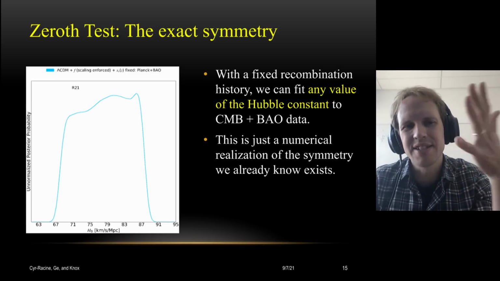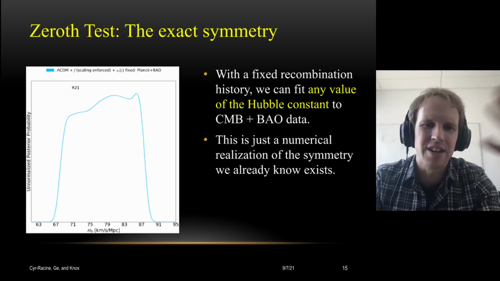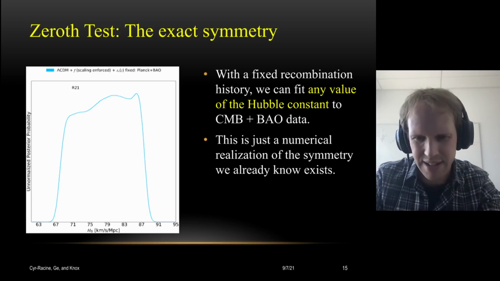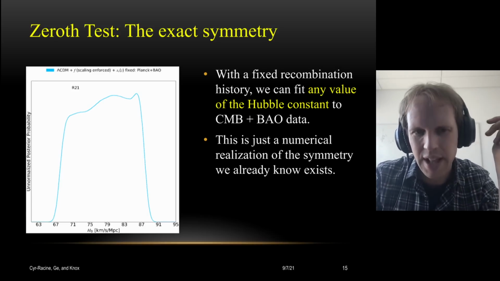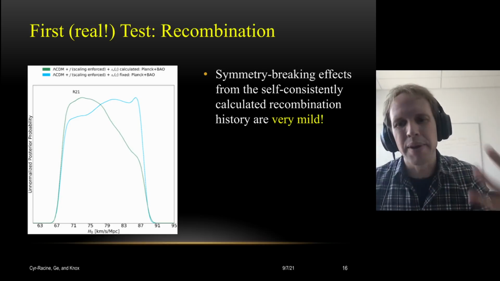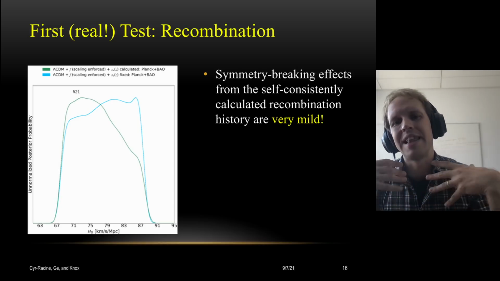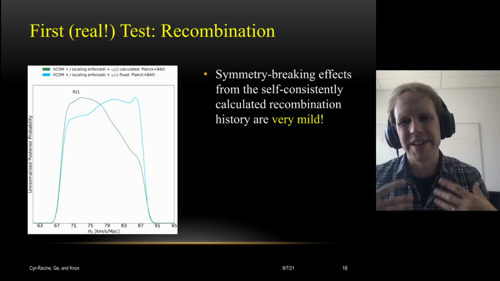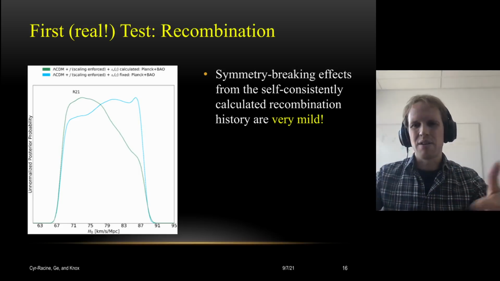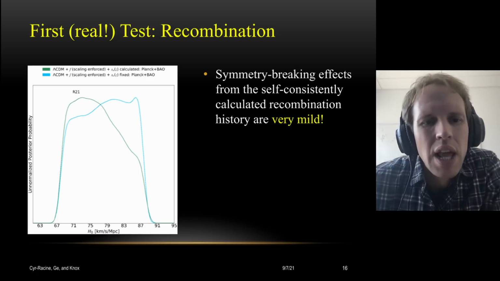Now this is a zero test because it's not really a test. It's just saying, we already knew the symmetry was there, so let's test that our coding works, and it does. All right, now the first real test: I'm going to put recombination physics back in. I'm going to let the self-consistent recombination calculation run in the presence of this higher Hubble rate and these other scaled-up quantities.